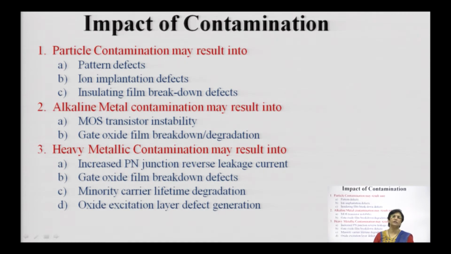Heavy metal contamination in the metallization process, if residues remain on the wafer during fabrication, can increase the PN junction reverse leakage, cause gate oxide film breakdown, minority carrier lifetime degradation, or oxide excitation layer defects. These are the consequences of metallic contaminations.